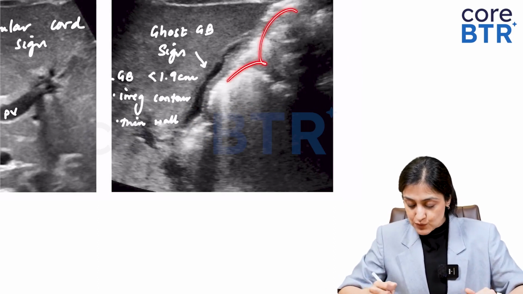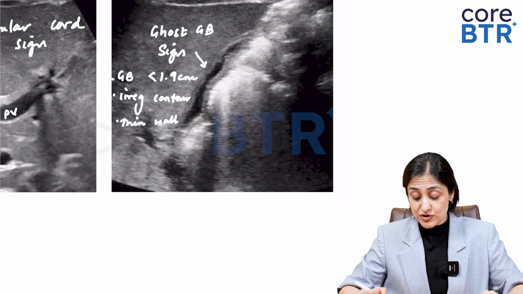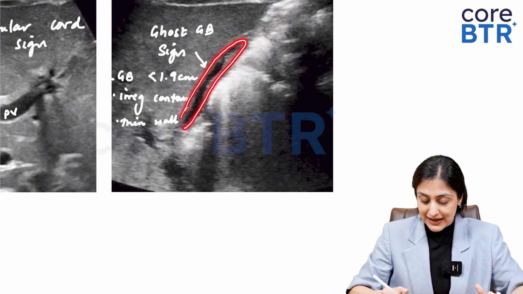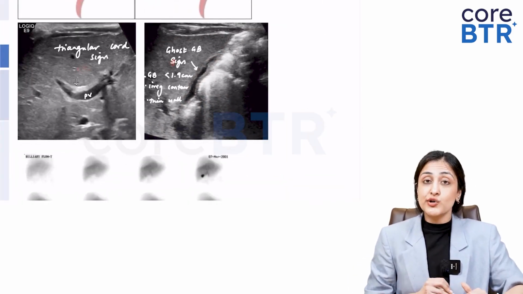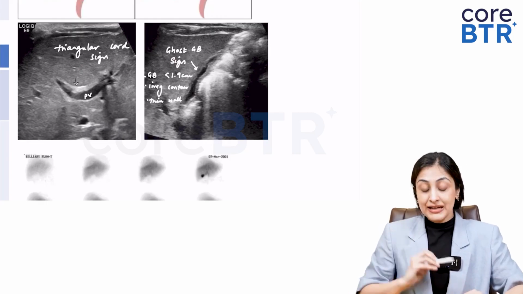Don't get confused by this white. This is nothing but bubble gas, right? You know air is the enemy of ultrasound. So this is the bubble gas which is producing shadowing. This is the gallbladder and this is the liver. So, two things I'm trying to look for on the ultrasound. Remember, triangular cord sign and the ghost GB triad.